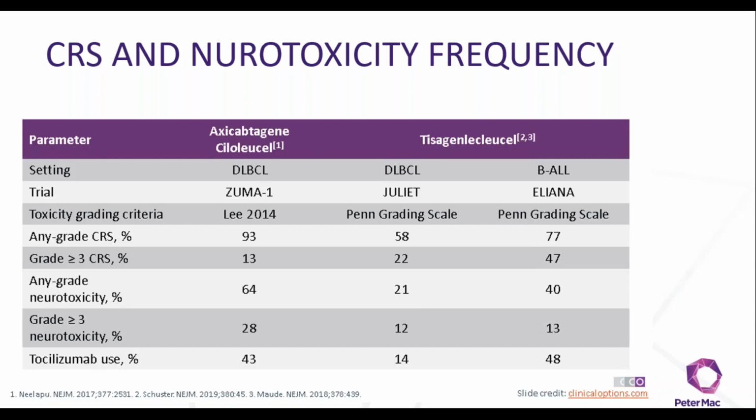So looking in your right-hand column, how frequently these toxicities occur. In your right-hand column is tisagenlecleucel, and that's the Novartis product. So we mentioned those pivotal clinical trials. In diffuse large B-cell lymphoma, it was the JULIET clinical trial. In that clinical trial, they used a different grading scale, but 58% of their patients had any grade of CRS, and 22% needed high intervention, so grade 3.